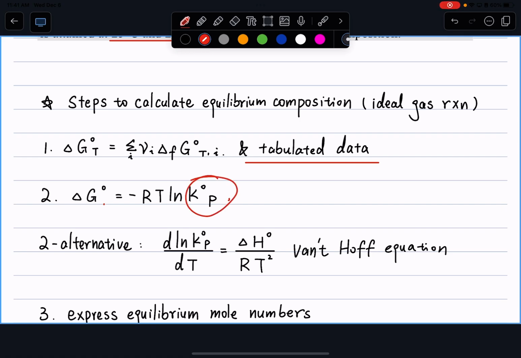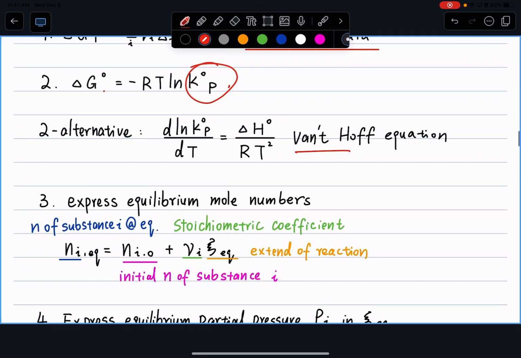Now, once you have the standard equilibrium constant, we might ask you to solve for the equilibrium constant at a different temperature. And that's when you use the van 't Hoff equation. So it depends on the temperature we're asking for. You may or may not need to use the van 't Hoff equation. And then express your equilibrium constant in either mole fraction or partial pressure.